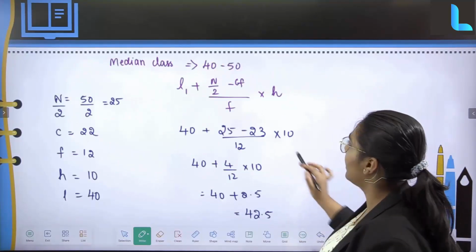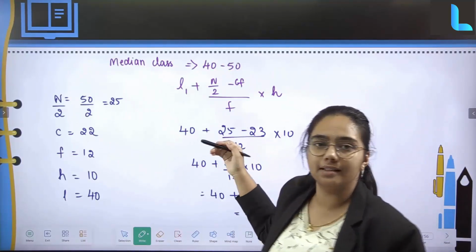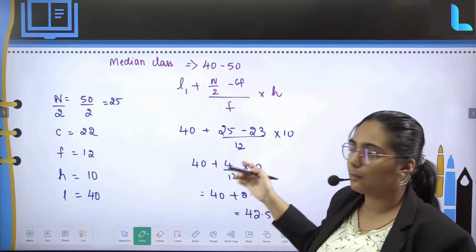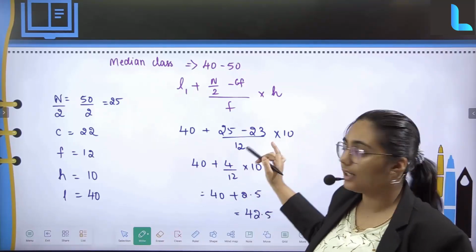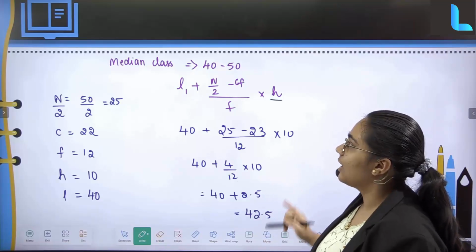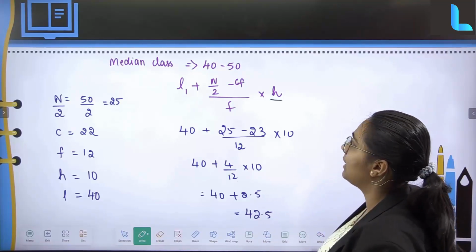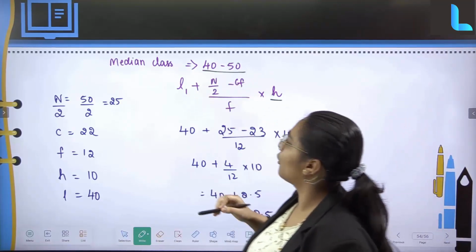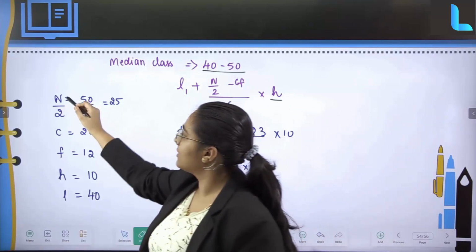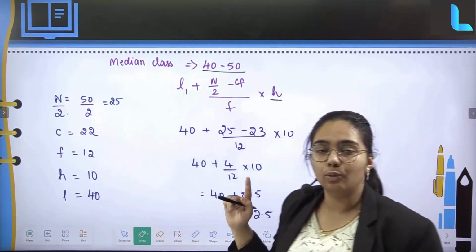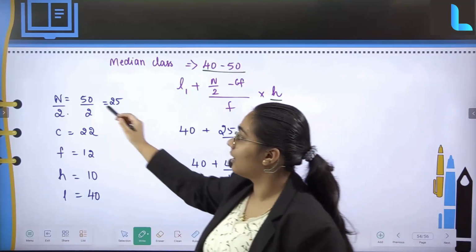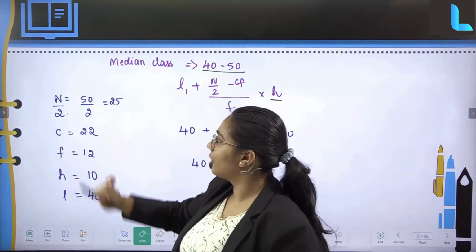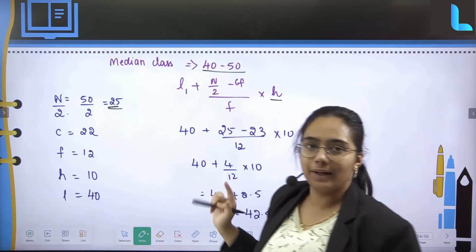The formula for the median, I will be writing it as L1 plus n upon 2 minus cumulative frequency divided by frequency into the class interval. Now how do I find out what is going to be my median class? How did I get this 40 to 50 basically? First I will find n divided by 2. I know my value of n is going to be equal to 50. 50 upon 2 is equal to 25.